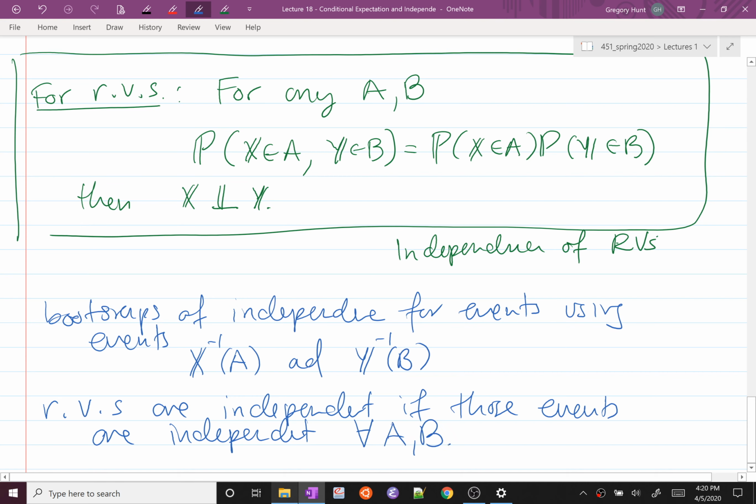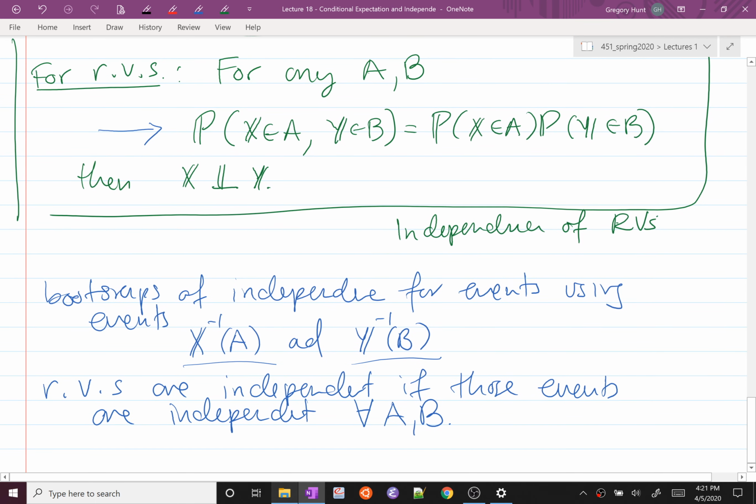So not just any A and B you choose, but if for any possible A and B I choose, those two events, x inverse A and y inverse B, are independent in the sense of events, then we say x and y are independent. Or equivalently, using the definition above, we can do this kind of factorization, where we can distribute probability over things in this way. So that's the formal definition.